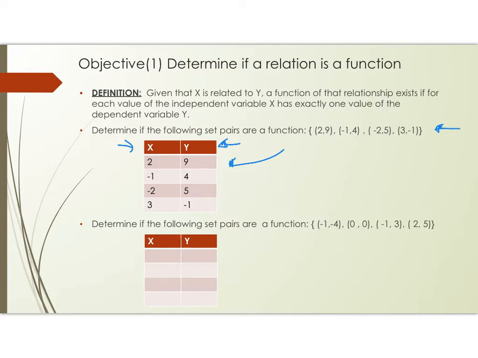So how would you do this? Well, I would put in -1, -4, I'd put in 0, 0, a -1, 3, and 2, 5. Well, we see immediately that -1 for x shows up twice, and there are two different values for y. So this is not a function.